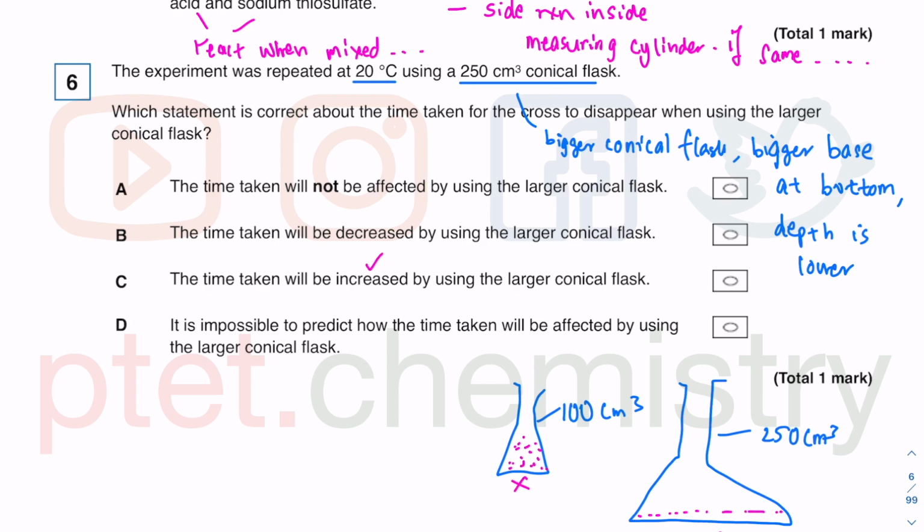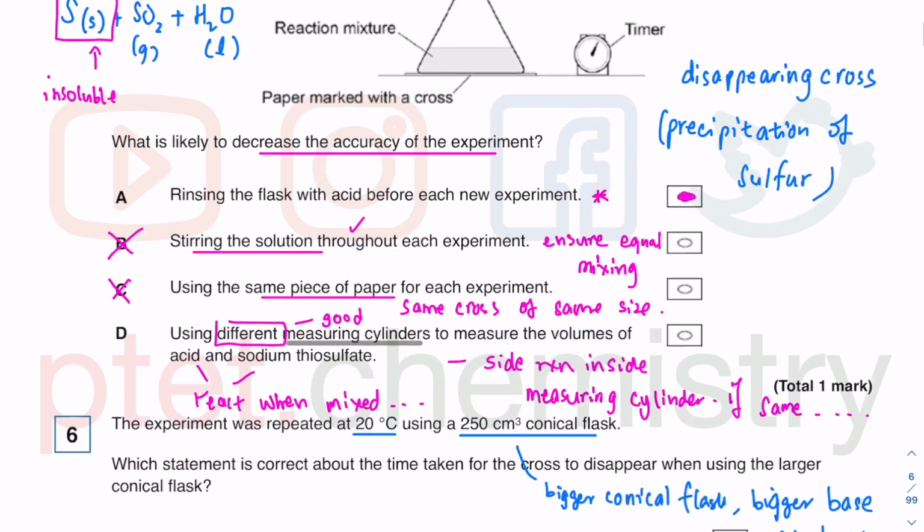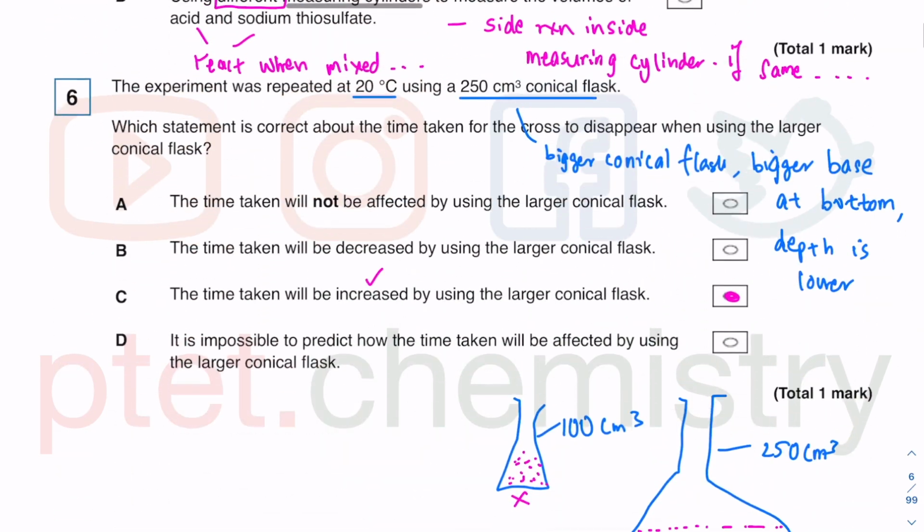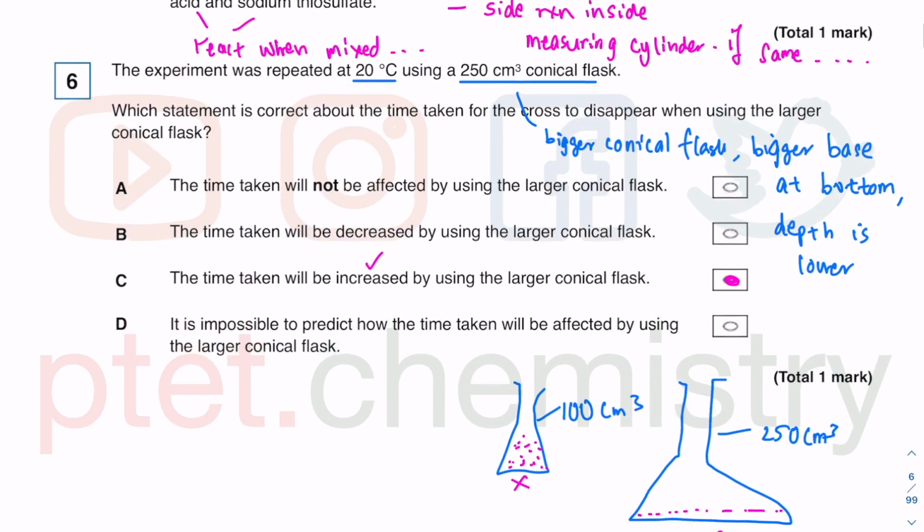So the time taken will definitely be increased, and that's a result of the solution depth not being very deep anymore due to the bigger surface area. So it's going to take a lot more sulfur to be precipitated out in order to fill up the space there and obscure the cross underneath it.